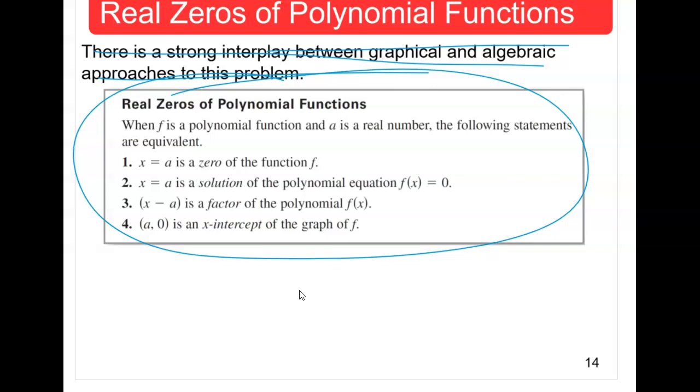Okay? So let's see. Real zeros of polynomial functions. When f is a polynomial function and a is a real number, the following statements are equivalent. So we could go from one to the other, and we can go from 1 to 4, 4 to 3, 2 to 1, and all the way, in any direction. So if we call a that number, remember a is a number, if we say a is a zero of function f, then we could also say x equals a is a solution.